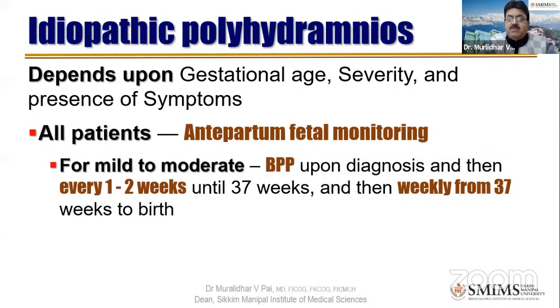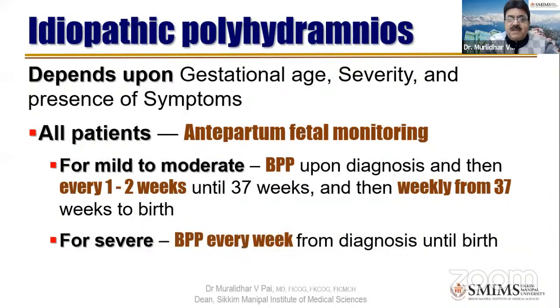For mild to moderate, which I have already told you, say 16, anything more than 16 is severe, isn't it? Similarly, anything less than 35 is mild to moderate. For these, you can do testing upon diagnosis and then every 1 to 2 weeks until 37 weeks, and then weekly from 37 to 34 weeks. That is the antepartum fetal monitoring. For severe, you have to do a BPP every week from diagnosis until the birth.